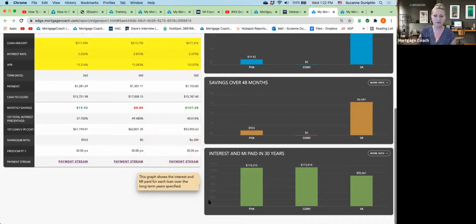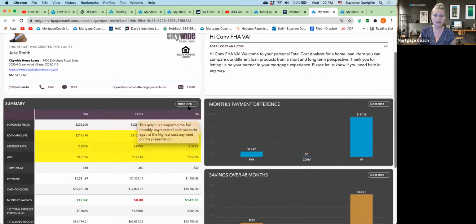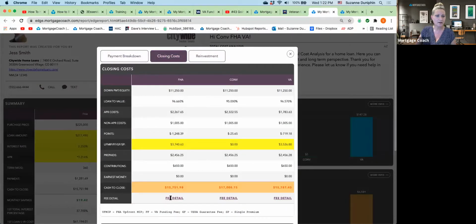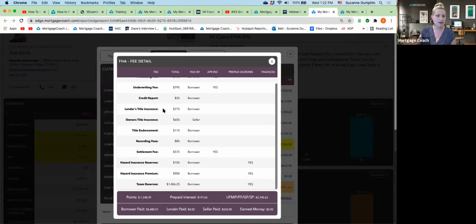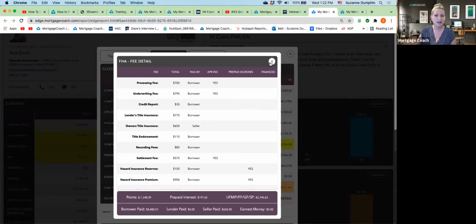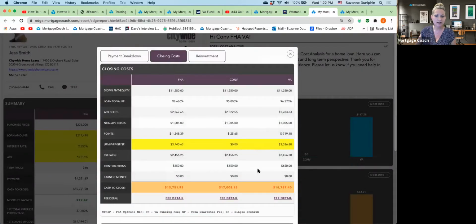Let's look at the interest and MI paid over time. The interest and MI paid on the VA is significantly less than the other two product types. And then the title costs, they're in the fee detail. Let's go to the closing cost section. You've got title insurance in here for FHA, maybe the same based on VA for title. But there's still a huge difference in that VA.